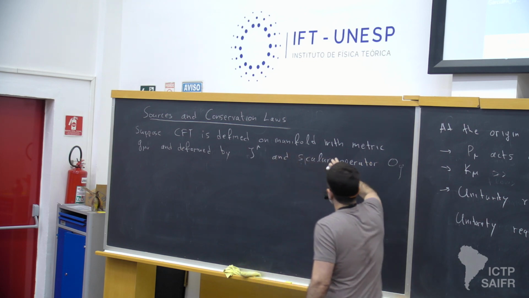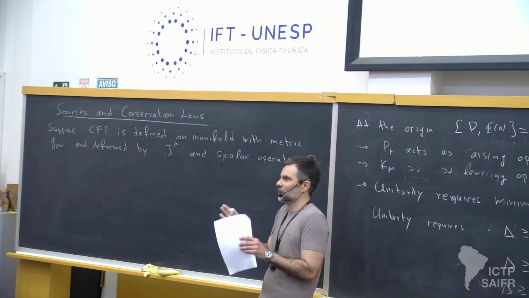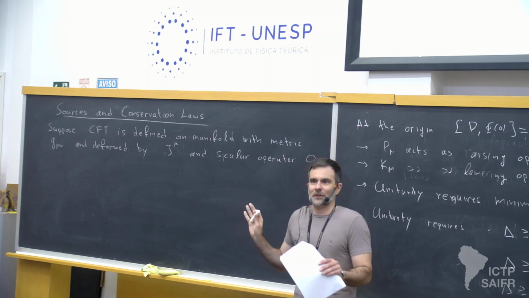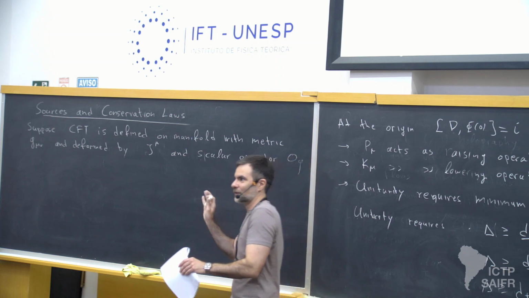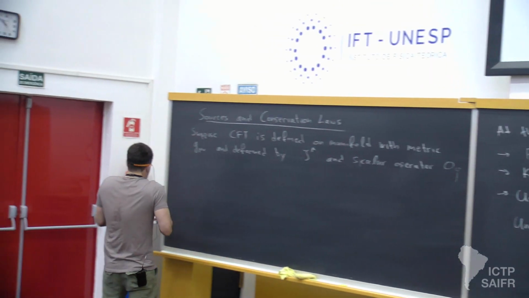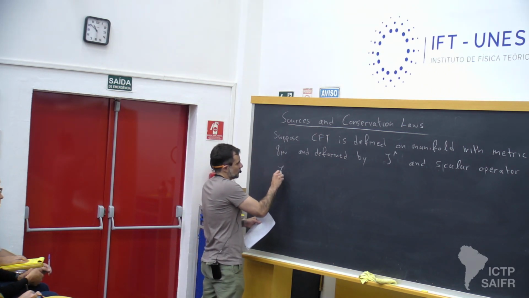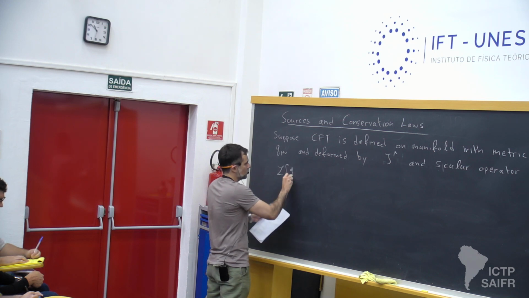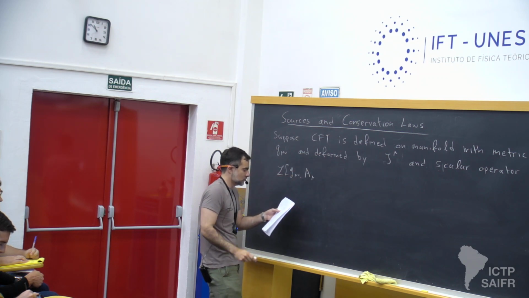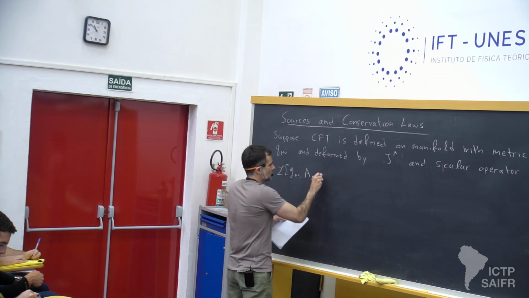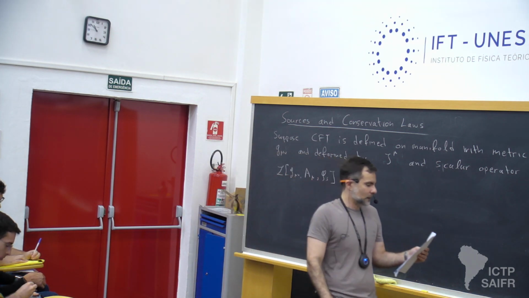Okay, so when you see this metric here, it's not dynamical. We are not doing gravity now. I'm just taking a QFT and putting it on a curved manifold. This G mu nu is not dynamical. It has nothing to do with holography yet. So let's do all this to our poor CFT. Then you can define the partition function as a functional of your background metric G mu nu, the source for the vector j mu, and the source for the scalar operator O phi.